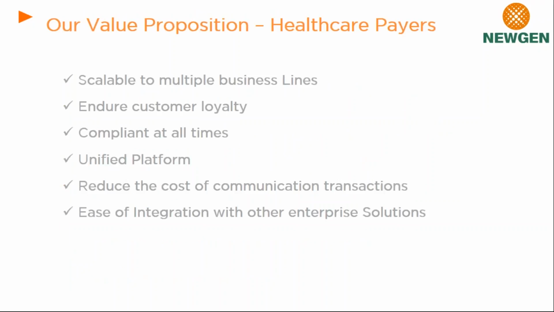Our value proposition to health plans, the NewGen value proposition: scalable to multiple lines of business. You implement CCM, maybe to start with, for one line of business. As the organization grows, the same ecosystem can be used for multiple lines of business. Ensure customer loyalty, always compliant. It's a unified platform to do all kinds of communications. Reduce the cost of communication transactions. Ease of integration with enterprise solutions, because CCM would be interacting with most of the core and non-core applications of your organization, because in any system correspondence is required.